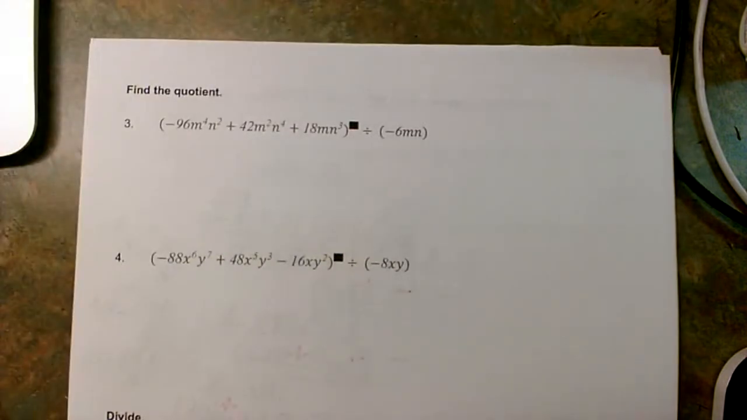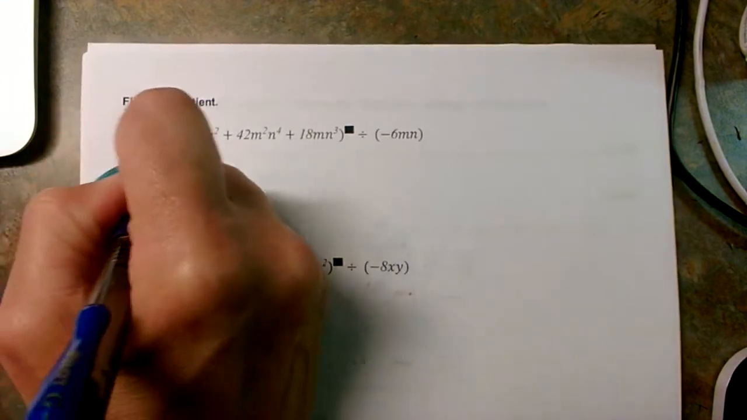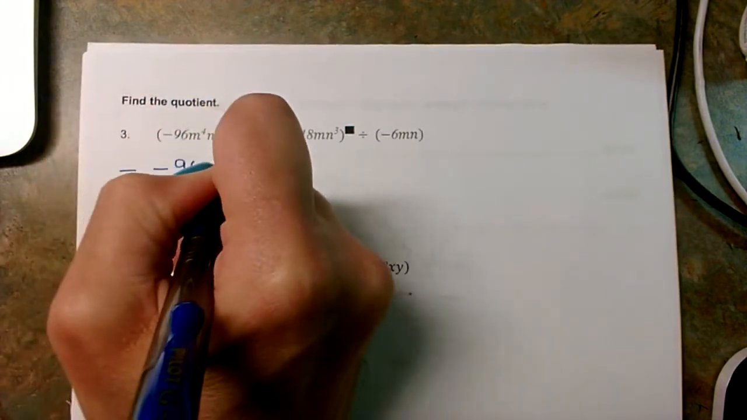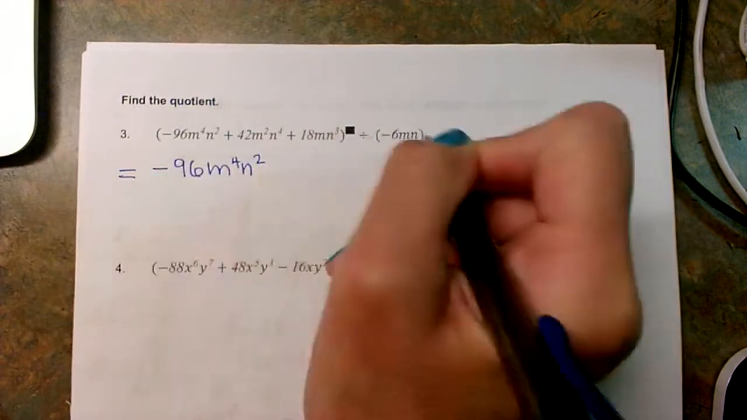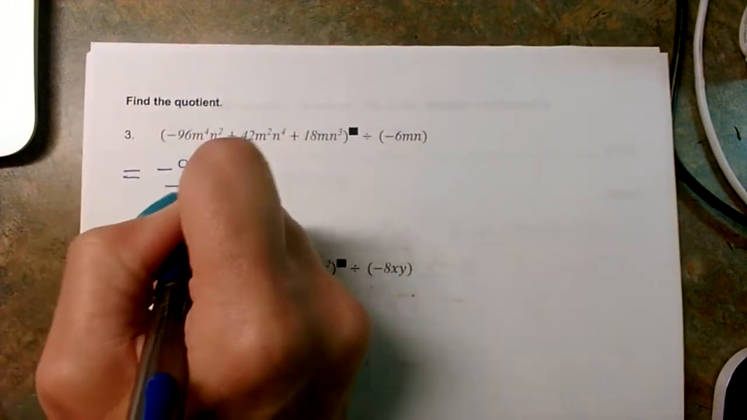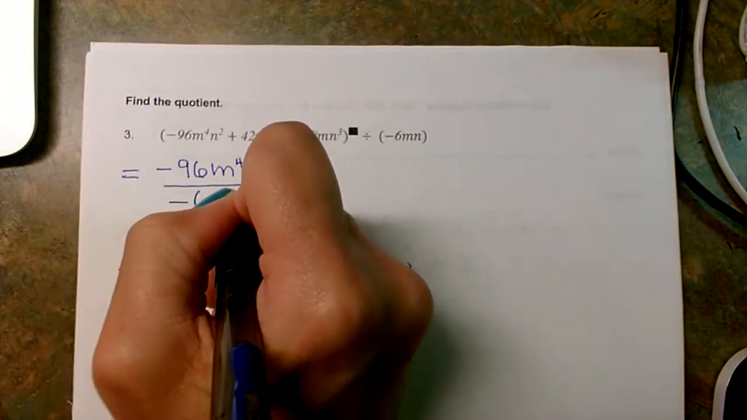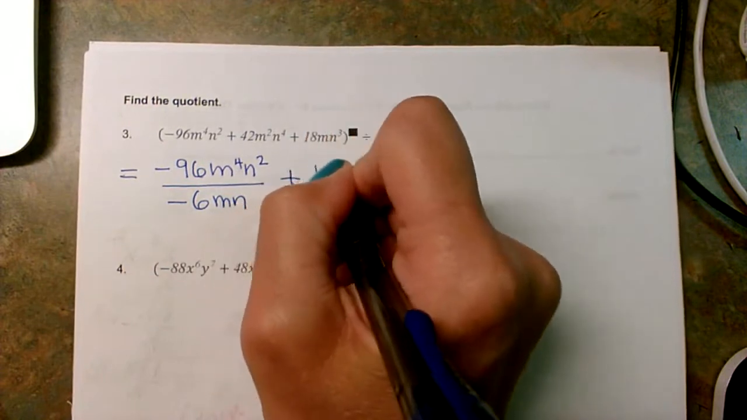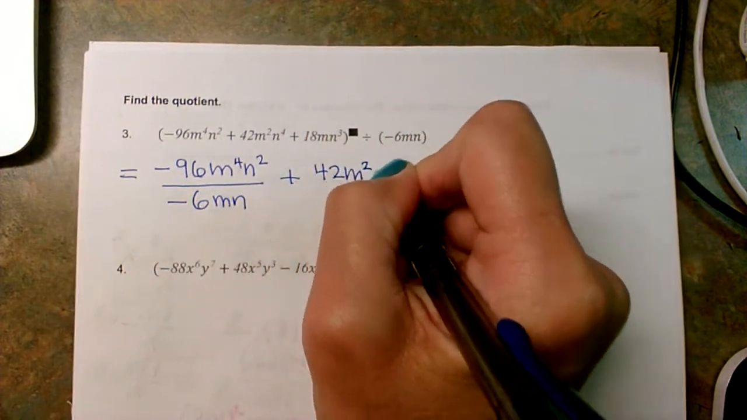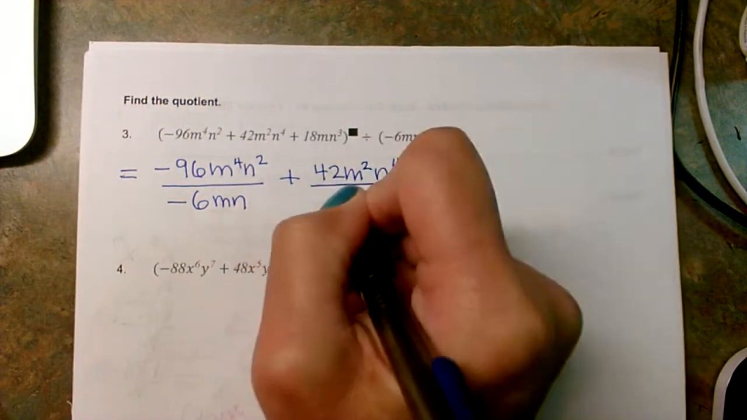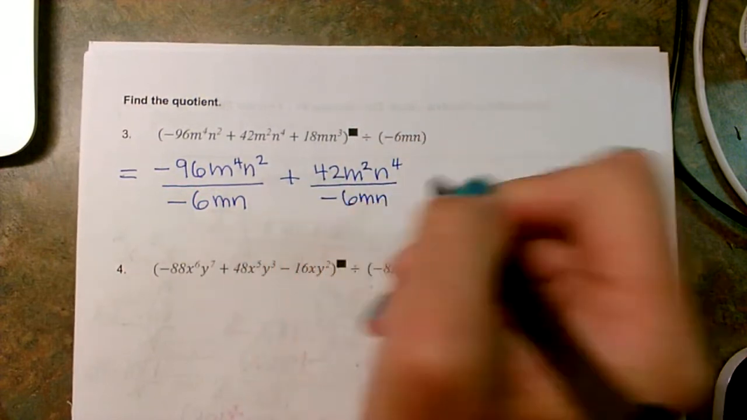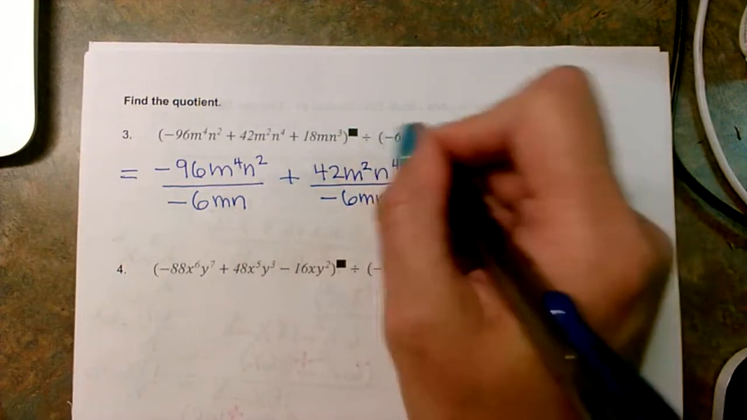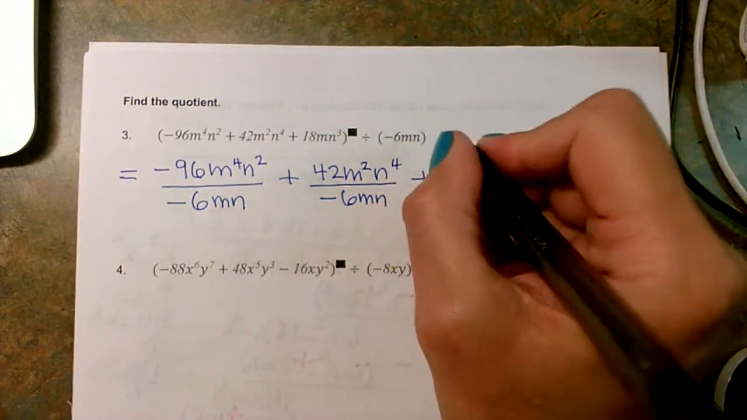So we are dividing a polynomial by a monomial. So all we have to do here is, this is what we have, m to the fourth, n to the second, divided by what? Negative 6mn, right? Plus 42 m squared n to the fourth power by, I'm just kind of distributing the negative 6mn, okay?